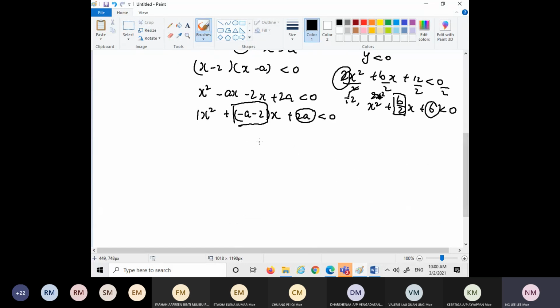I hope you still remember solving simultaneous equations. For the first equation, it will be negative a, negative 2, equals b over 2. The second equation will be 2a equals 6. For 2a equals 6, no need to solve simultaneously; straight away you can get a. Here a is 3. Therefore, you substitute a equals 3 into the first equation to get b.